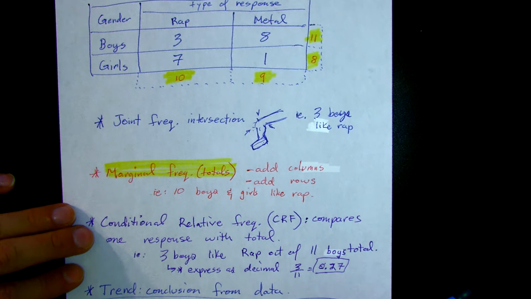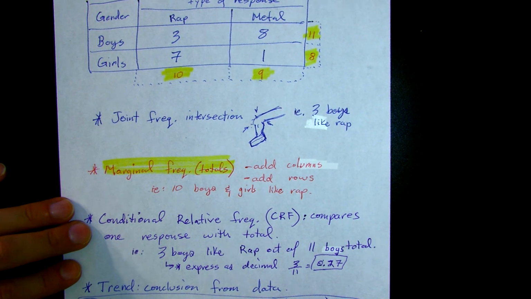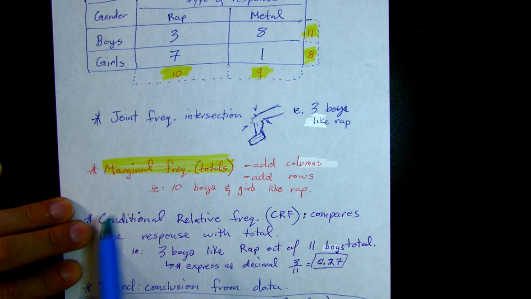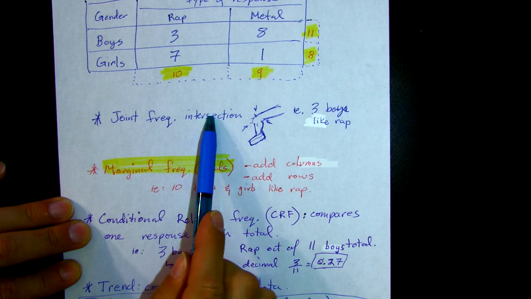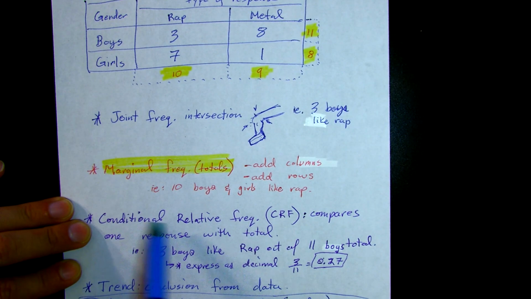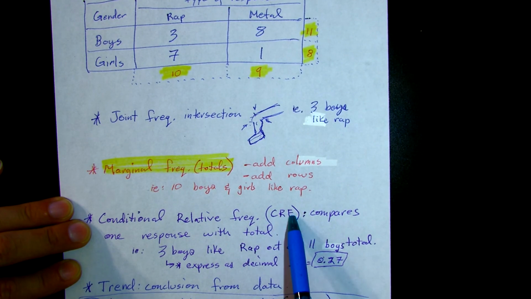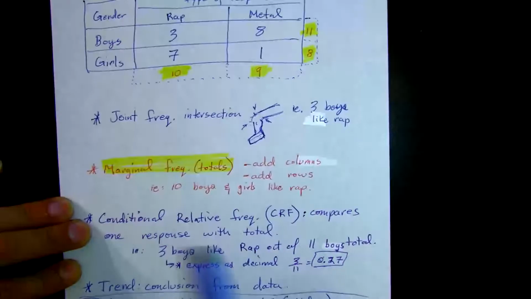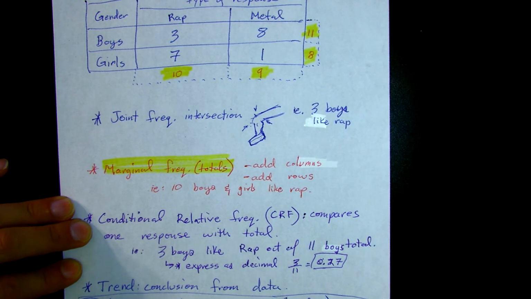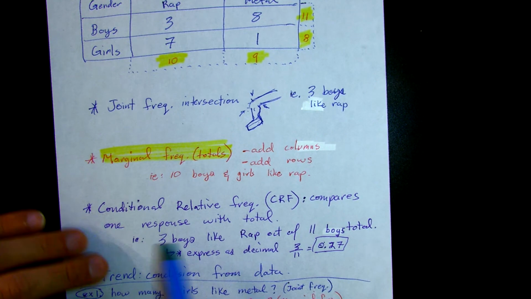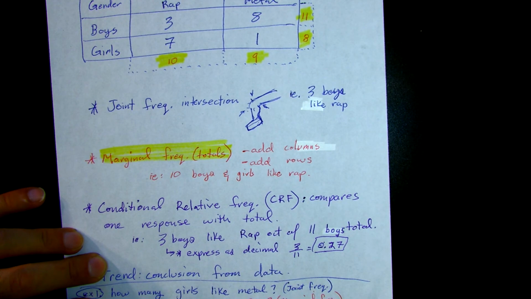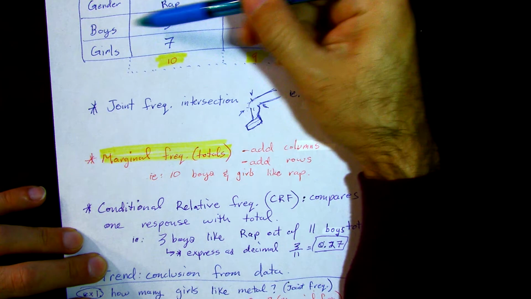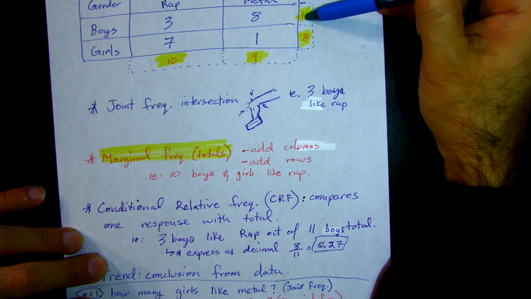Now, let's look at the last thing. And this is the one where you have to do a little bit of math. The trend is an easy idea, that's just your conclusions. But this is conditional relative frequency. So we have joint frequency, marginal frequencies, and conditional relative frequency. Relative is relating it. The CRF compares one response with the total. An example would be 3 boys like rap out of 11 boys total, right? 3 boys like rap out of 11 total boys.